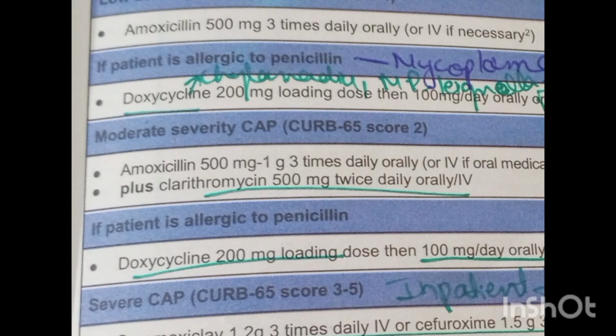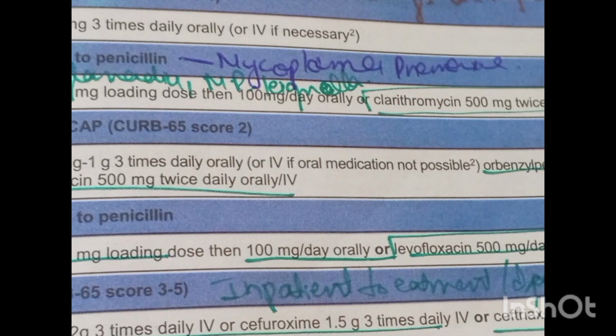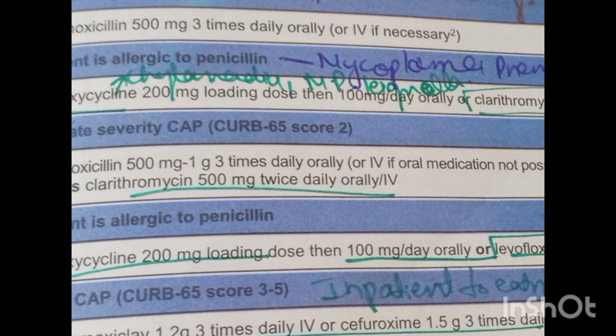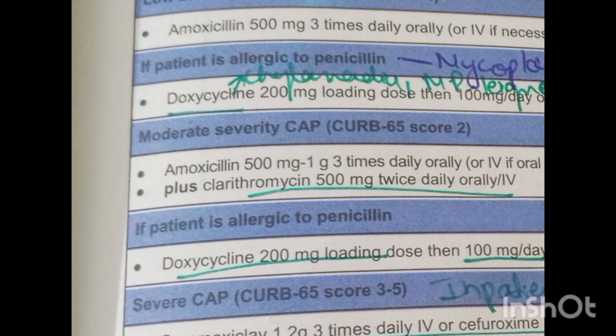We cannot give him amoxicillin, so we give him doxycycline. In drug resistant cases, we also give doxycycline 200 mg, and then 100 mg orally, or we can also give levofloxacin 500 mg daily, which we give orally.